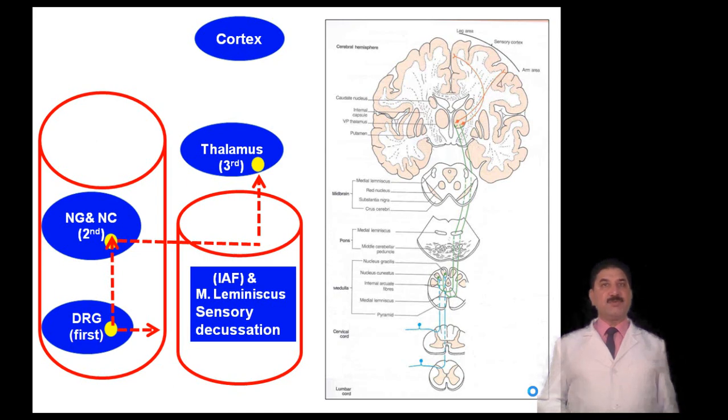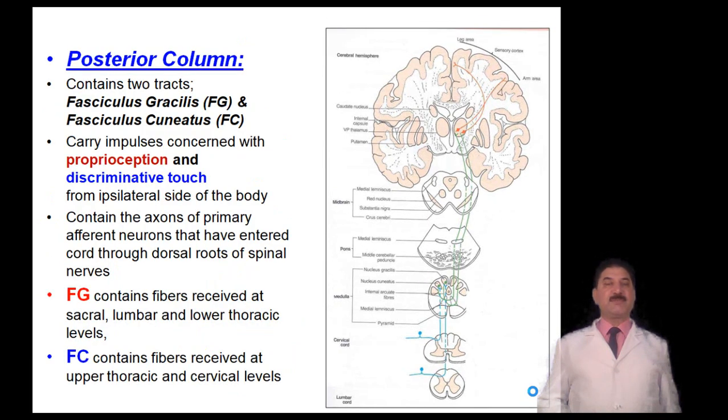These fibers cross to the opposite side at the level of sensory decussation, then reach the thalamus, which contains third order neurons. From thalamus, these fibers originating from third order neurons go to the sensory cortex, as shown in this animation. So from dorsal root ganglion, fibers go to the nucleus gracilis and cuneatus located in the medulla oblongata. From there, they cross as medial lemniscus to the opposite side and reach the thalamus. And from thalamus, they go to the sensory cortex.